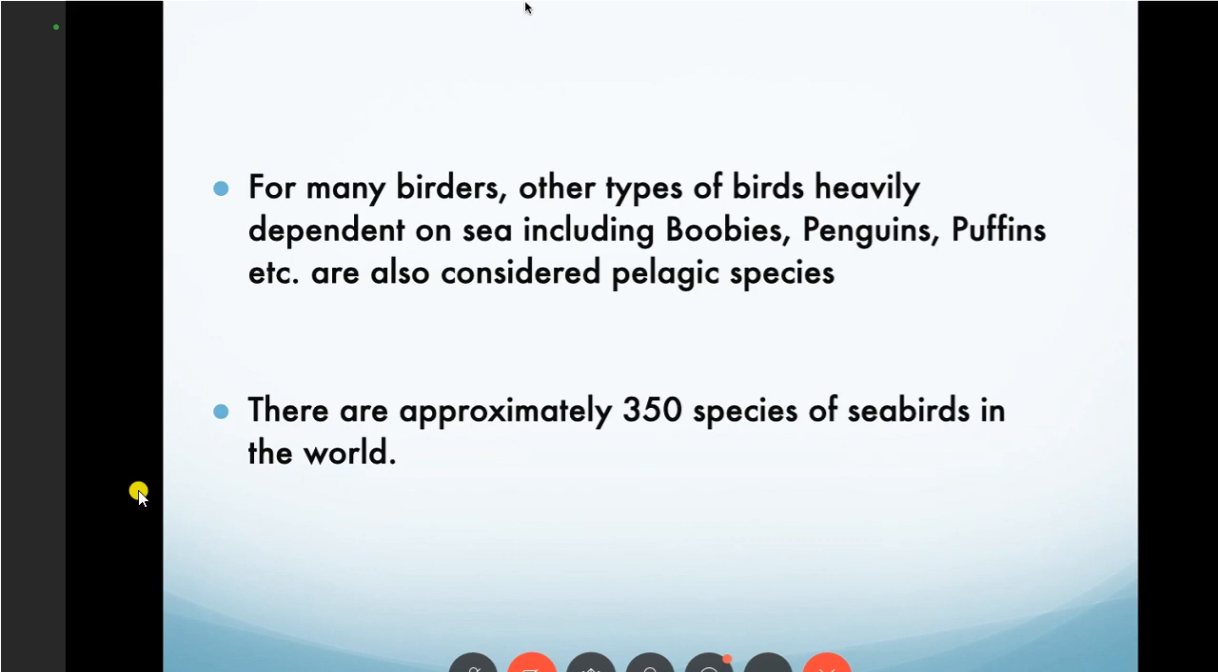If we club them together, we get approximately 350 species of seabirds in the world. That makes it around 3.5% of the species in the world, as we get close to around 10,000 species. I just hope we are clear over here. If we make a superset of all the seabirds, the 350 species, the pelagic birds are a subset of that, and most of the other birds we will classify as near pelagic, not exactly truly pelagic.